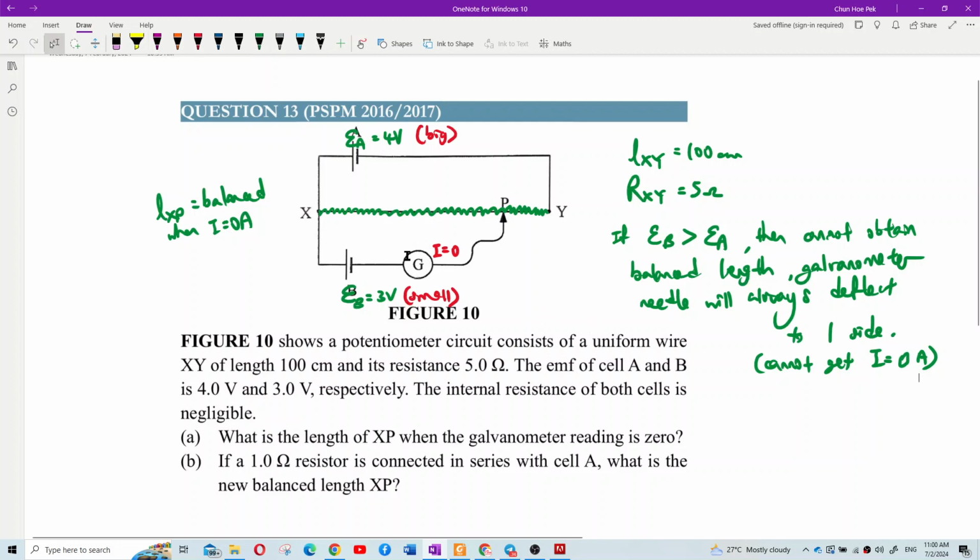Dia mesti bawah kecil, atas besar. Kalau bawah besar, atas kecil, the galvanometer needle will always deflect to one side, and cannot get zero current. Cannot get needle near point to the zero.